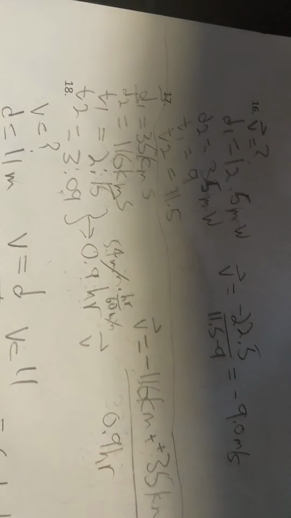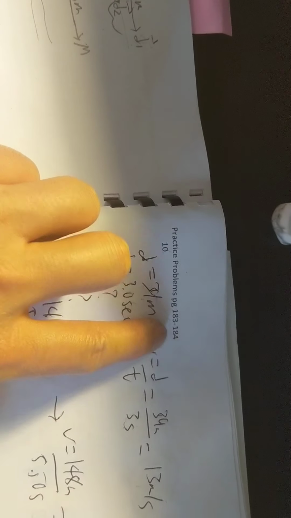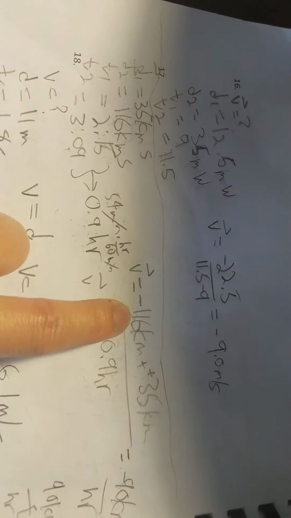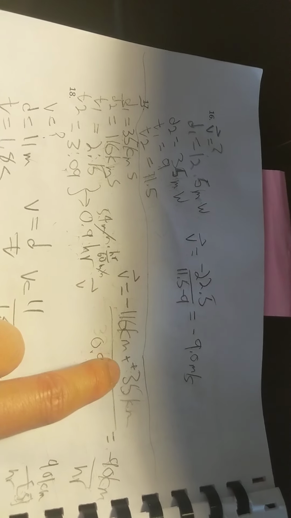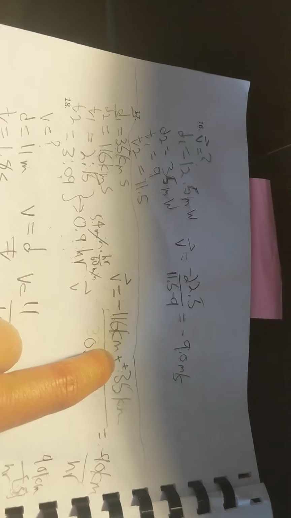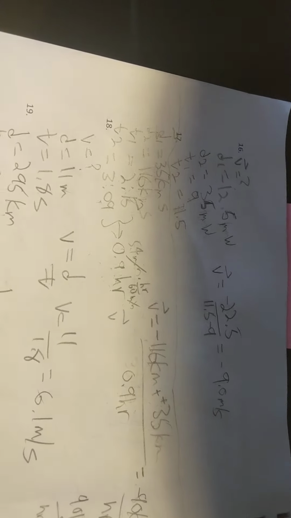For example, this question here, question 17. So it was that highway question, about highway 35 and highway 116. So this was part of the 183 and 84. Someone was asking me, why is it negative 116? And why did I minus it? What is this plus 35 kilometers? So I'll explain that to you now.